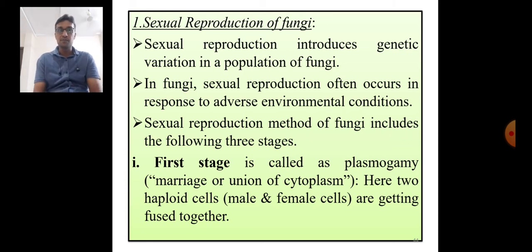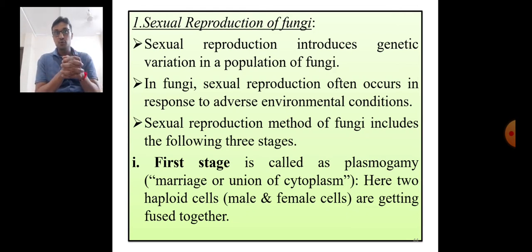The first stage is called plasmogamy. Sexual method मधली जी पहिली स्टेज आहे फंगसच्या रिप्रोडक्शन प्रोसेस मधली, that is the first stage is called plasmogamy. What does plasmogamy mean? Marriage or union of the cytoplasm. Marriage of two cytoplasm.